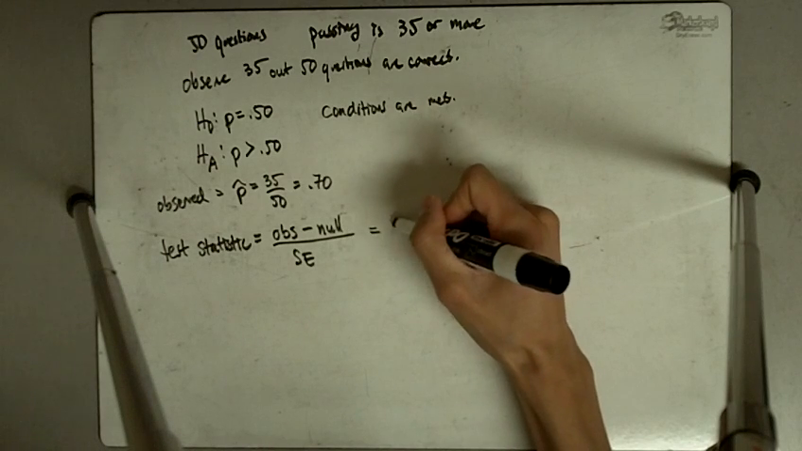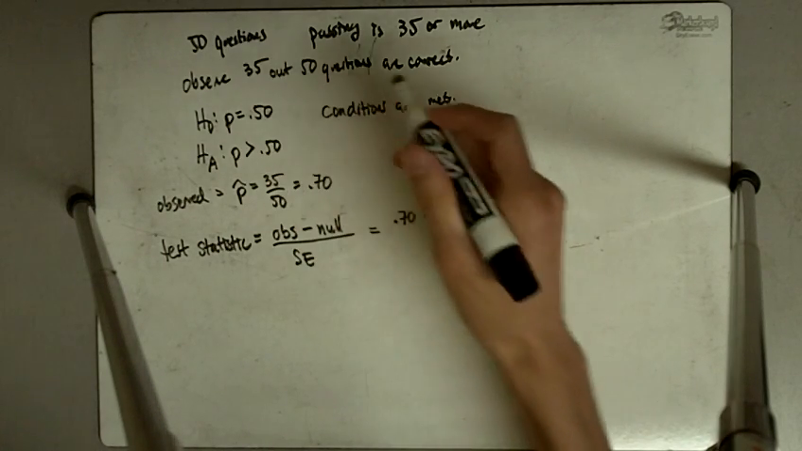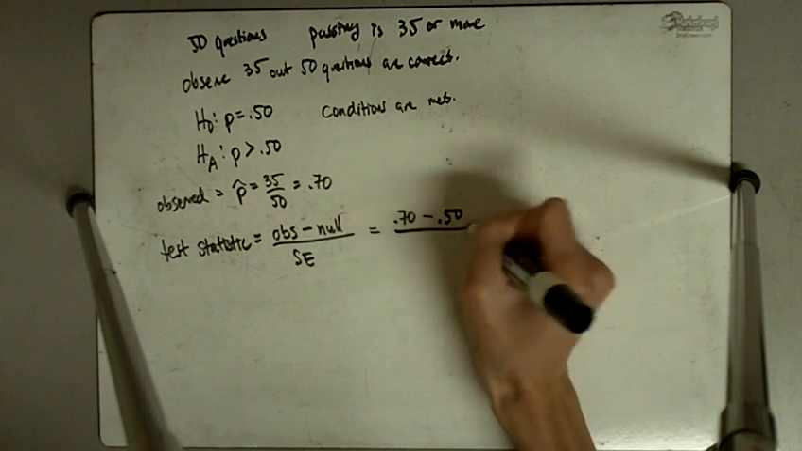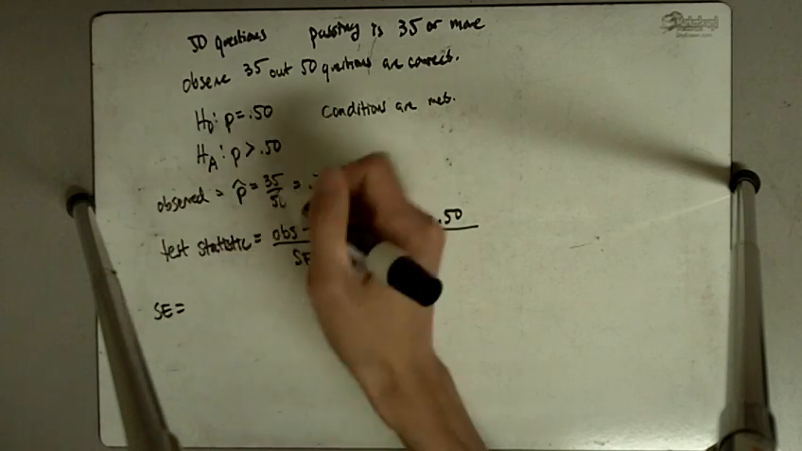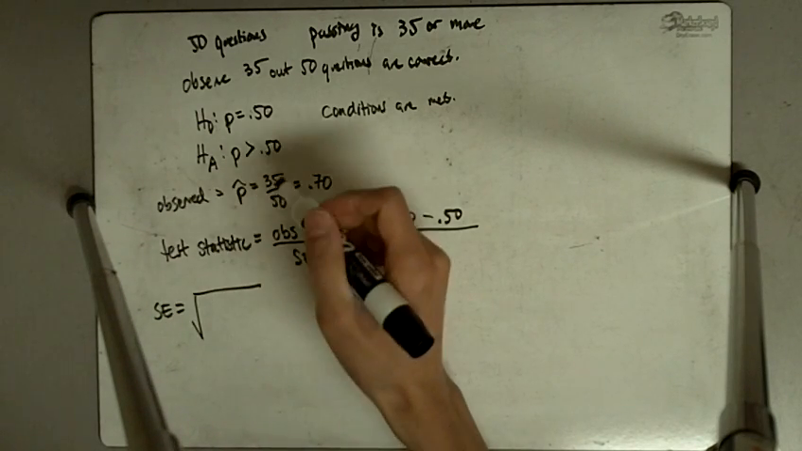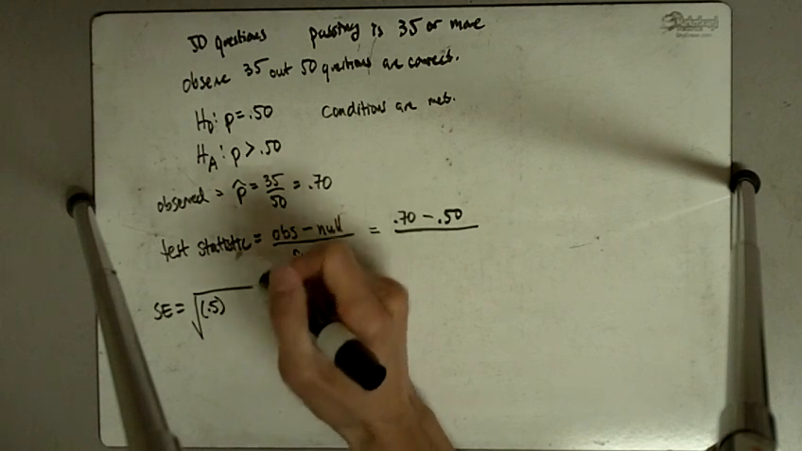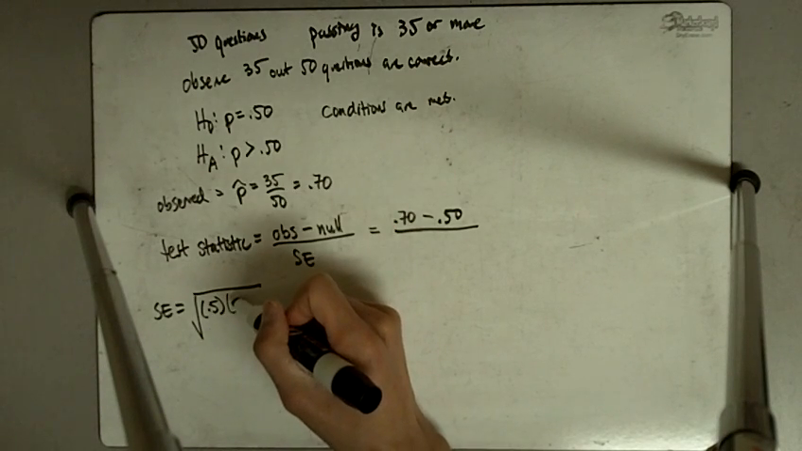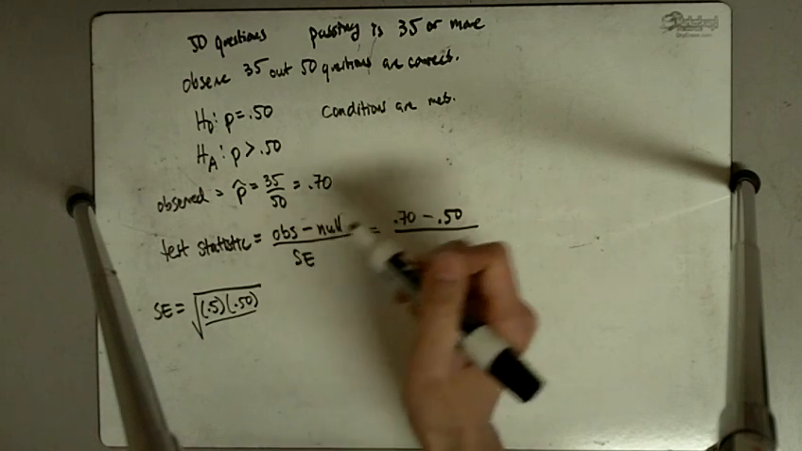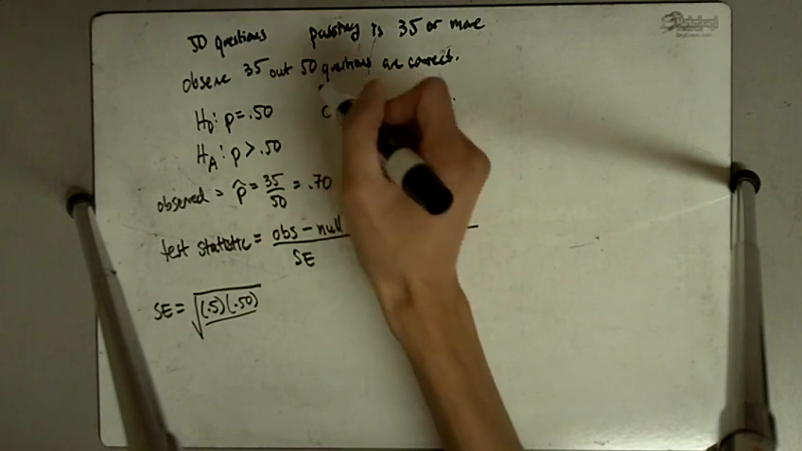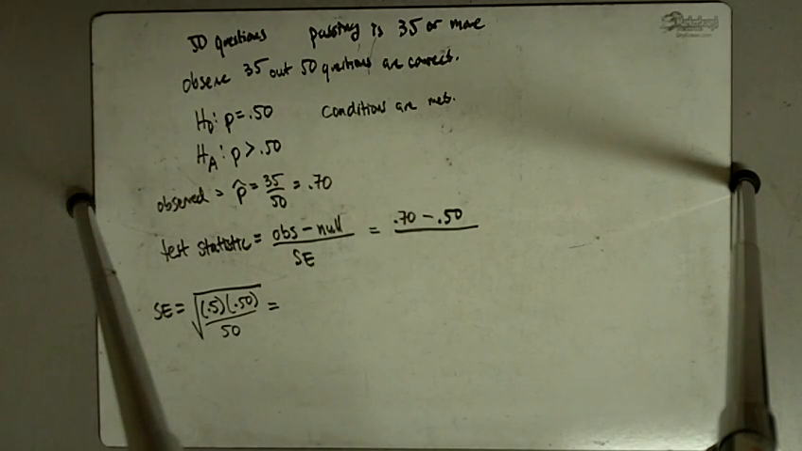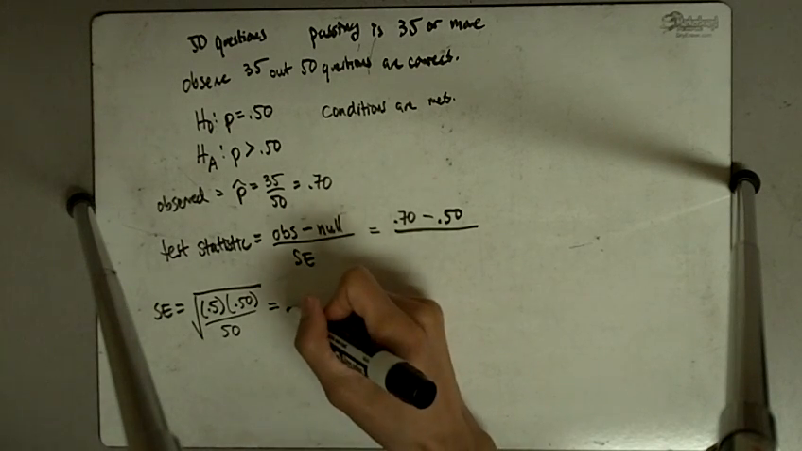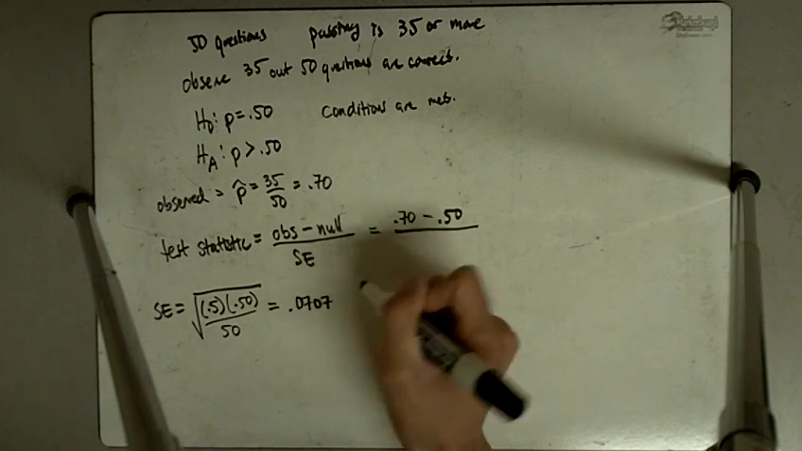So what we observed is 0.70. What our null hypothesis expects is 0.50, and we're going to divide by our standard error. So what is our standard error? We take the square root of p from our null hypothesis, 0.5, times 1 minus p, which is also 0.50, divided by our n. Our n is 50 questions. So I take 0.5 times 0.5 divided by 50, take the square root of that, and I get my standard error to be 0.0707.